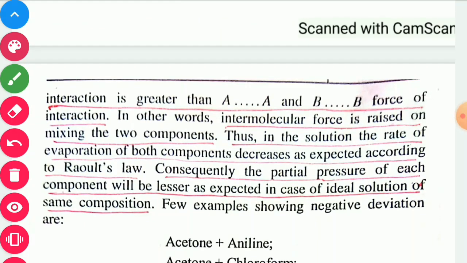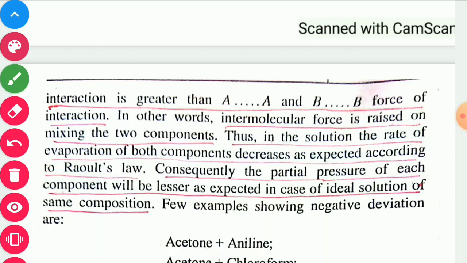Intermolecular force is raised on mixing the two components. Thus, in solution, the rate of evaporation of both components decreases as expected according to Raoult's law. It means after the solution formation, the components present in the solution have less evaporation as compared to the evaporation in the case of the pure form of the component. In other words, we may say that on mixing, the components present in the solution have less vapor pressure as compared to the vapor pressure in the pure form.